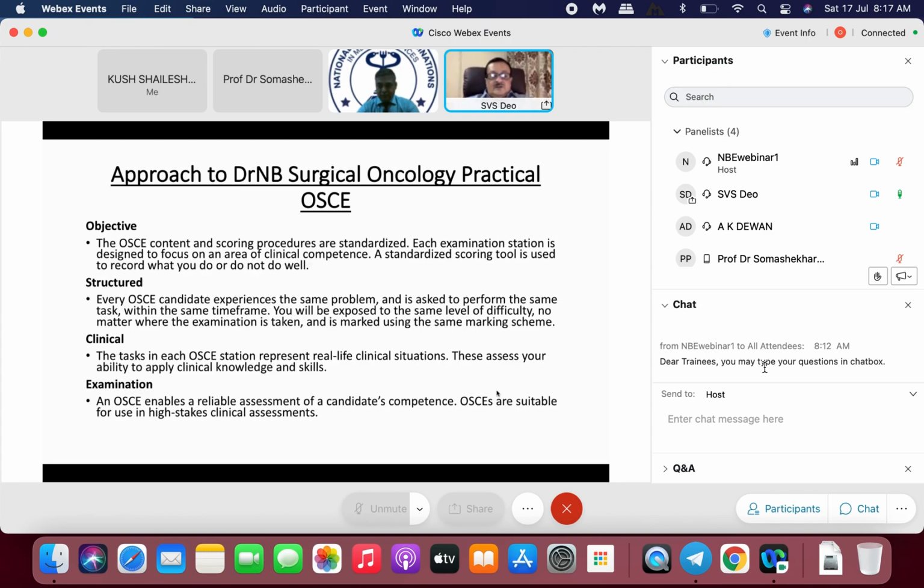The tasks in each OSCE station represent real-life clinical situations and your ability to apply clinical knowledge and skills. It enables a reliable assessment of candidates' competence. What we are looking at is competence, not knowledge. Knowledge is assessed in theory examinations. In OSCEs, what we are assessing is your competence.